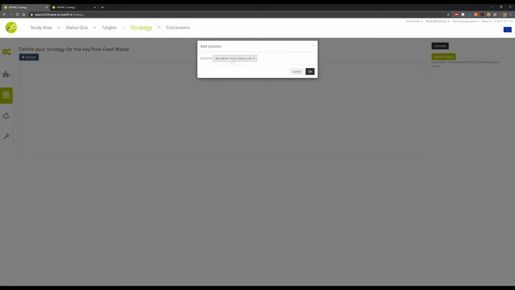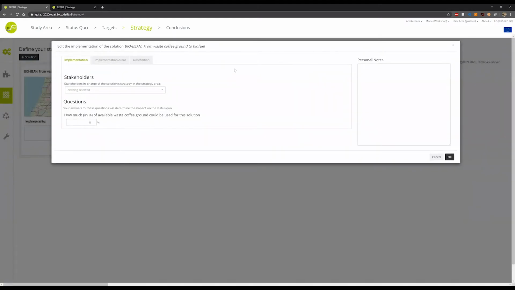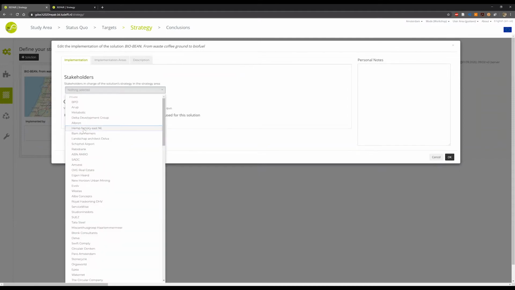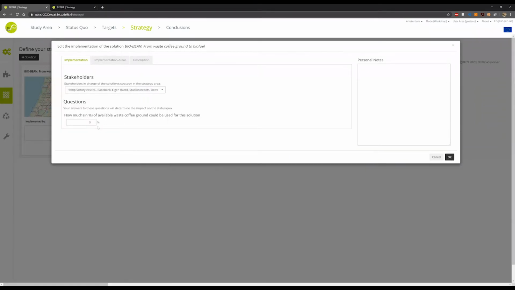Now, let's add solution BioBean from waste coffee to biofuel. Participants chose the BioBean solution, which we have described before, and indicate which stakeholders should be involved in the development of the solution for Amsterdam. Also, participants can indicate a percentage of available waste coffee ground that could be used for this solution. And for example, we set it here at 50%.